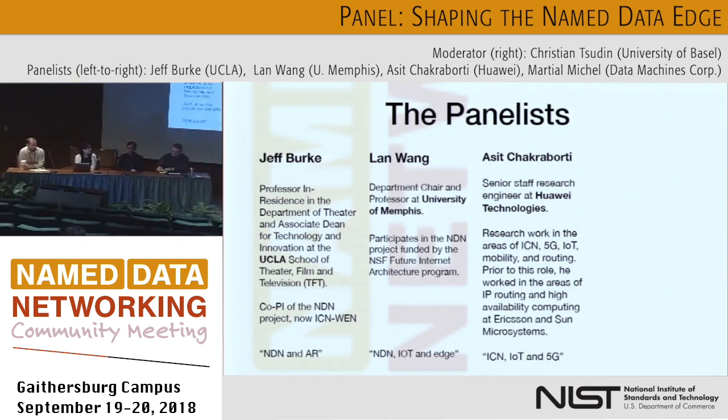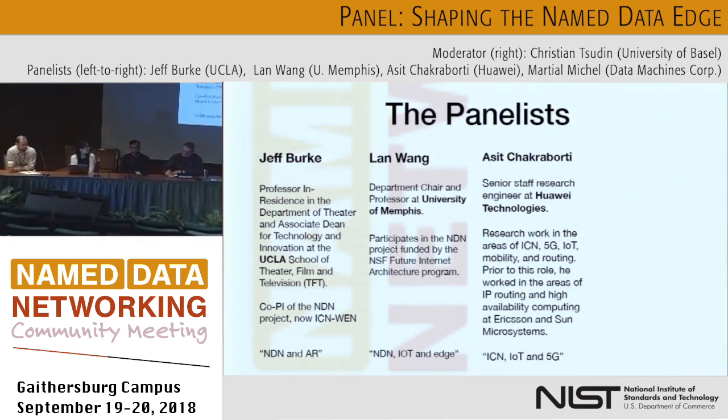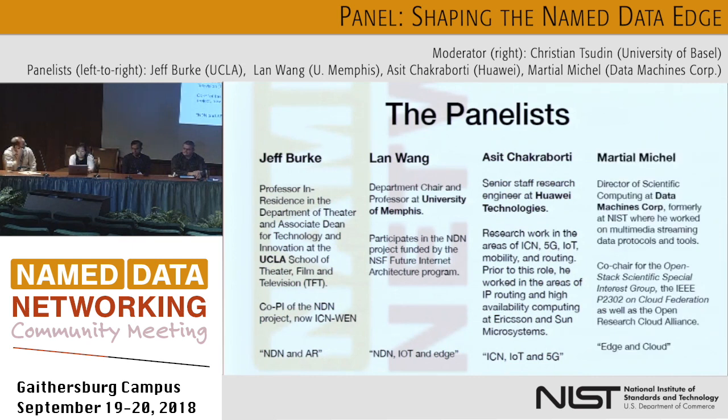Next we have Asit Chakraborti. He's coming from Huawei, and now we go to the people more outside of the NDN core team. He's a senior staff researcher there and has a lot of background in 5G, which is often mentioned also as an important use case for the edge. Before, he was at Ericsson and Sun, and if I try to summarize, ICN, IoT, and 5G are topics that he will represent. And then we have Michel.